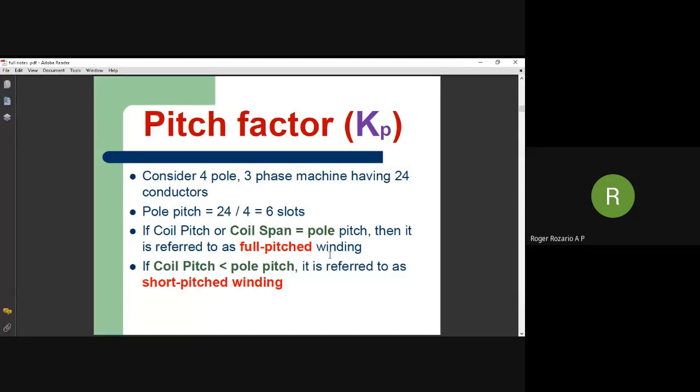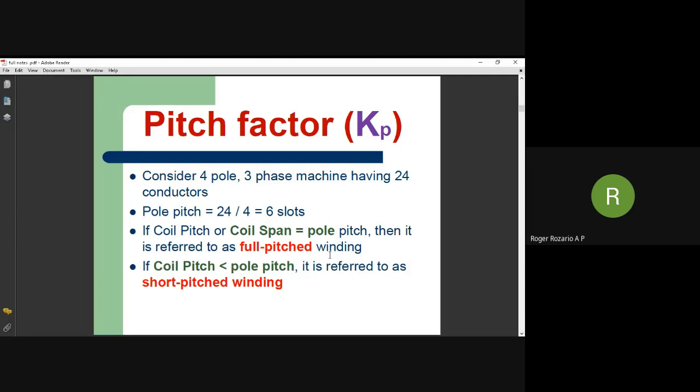Now I already told you the EMF equation for an alternator is 4.44 f phi T. That is for a concentrated winding. But in an alternator, the windings are distributed. So because of that, there will be some drop in the EMF. So the drop in the EMF has to be taken care of. In order to take care of the drop in the EMF, we are introducing two terms, Kp and Kd. Kp is called the pitch factor, you can call it Kp or Kc. Kp is the pitch factor, and Kd is the distribution factor.